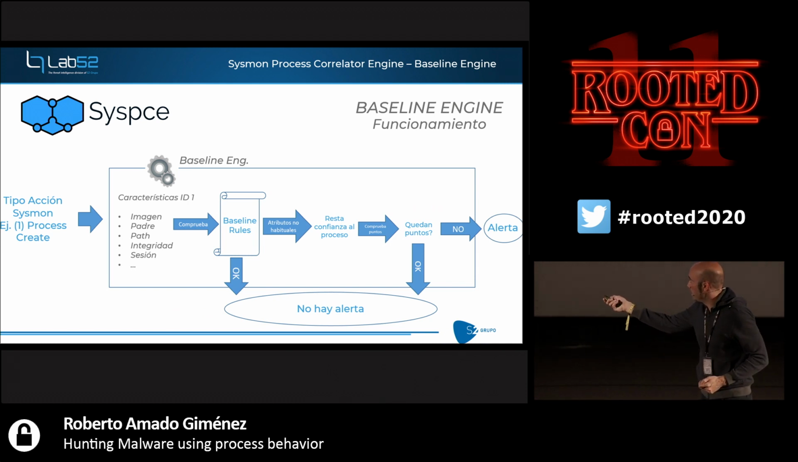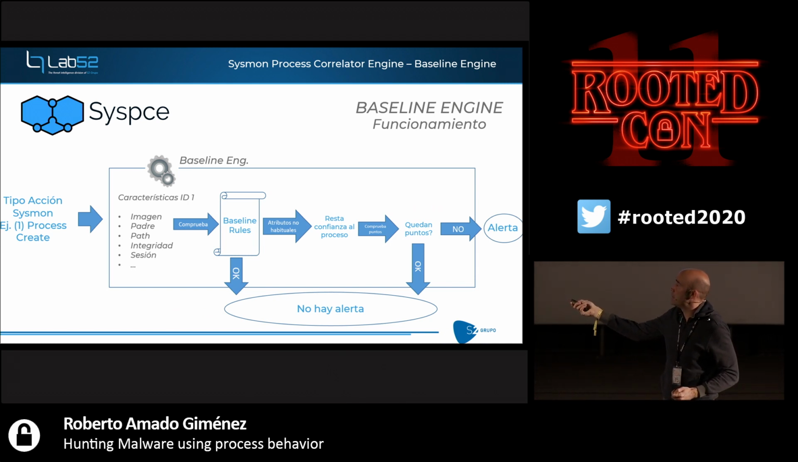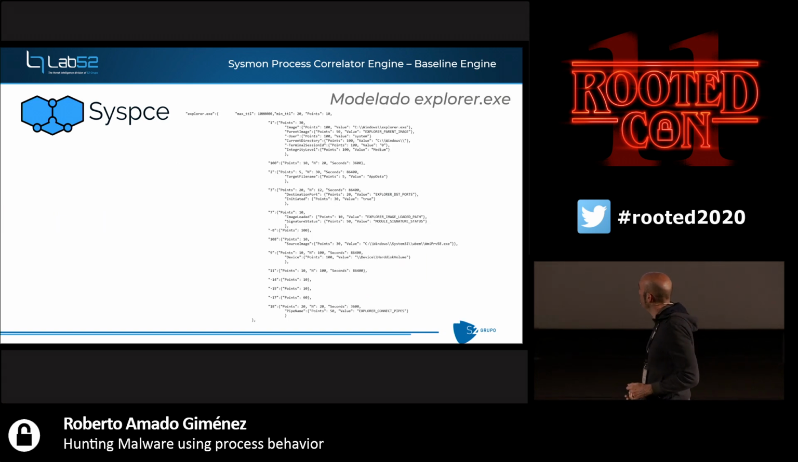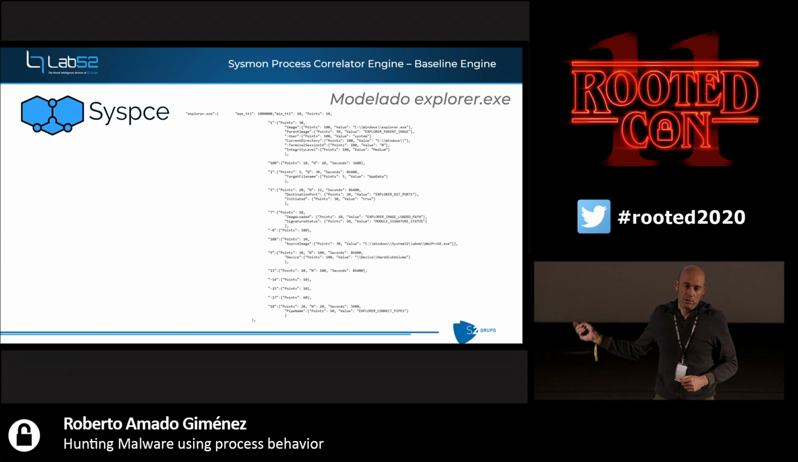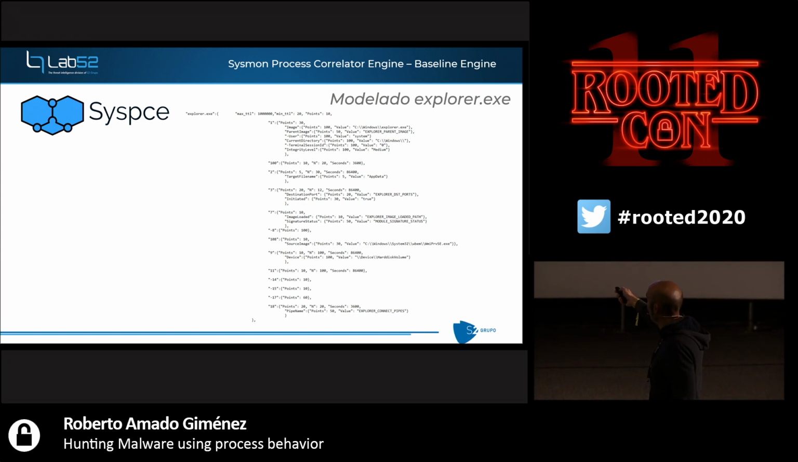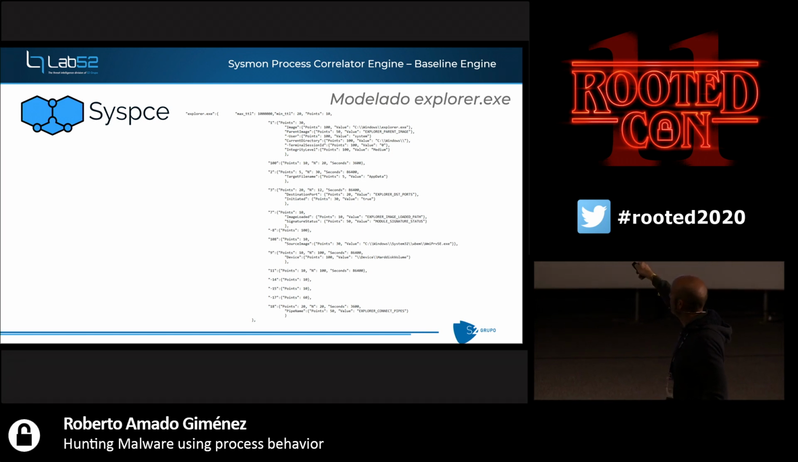So this is the diagram. Sysmon, the Sysmon ID is entered, so no problem, no alert. But if the action is not regular, points are deducted. If points were deducted, alert. If no points are deducted, no alert. So this is applied to an Explorer model.